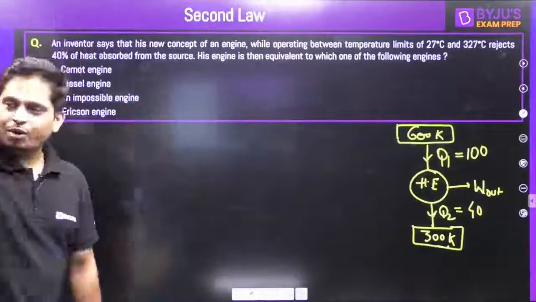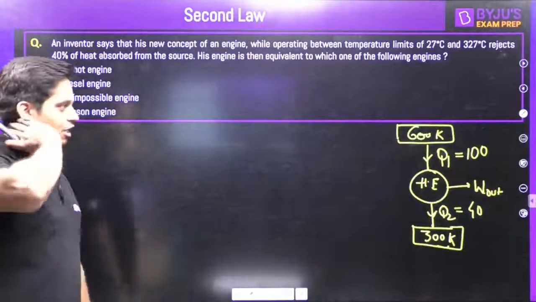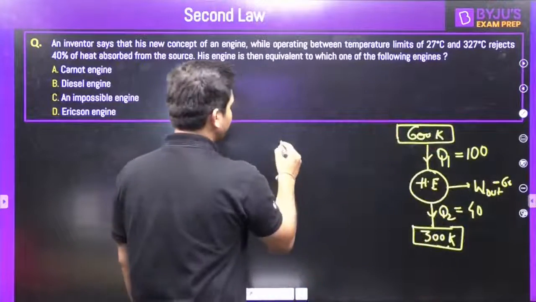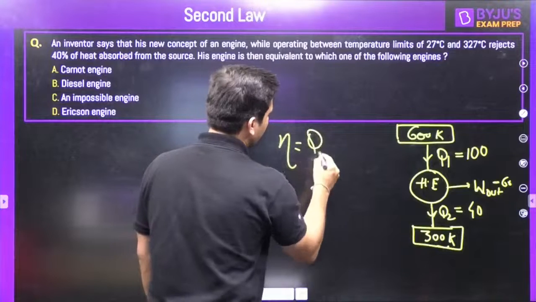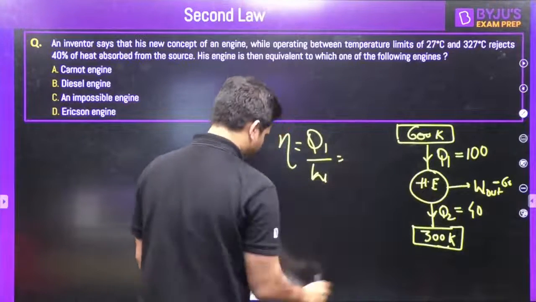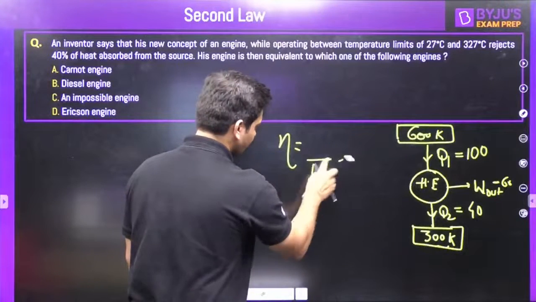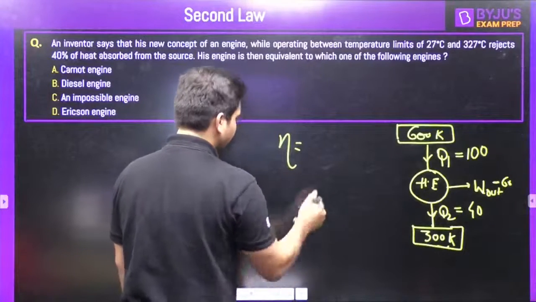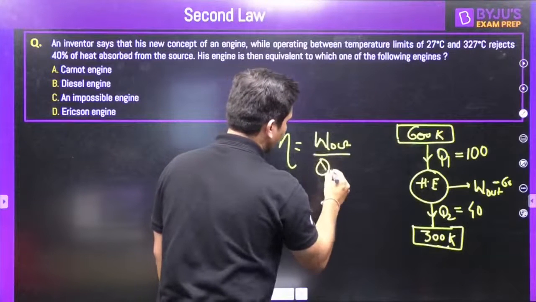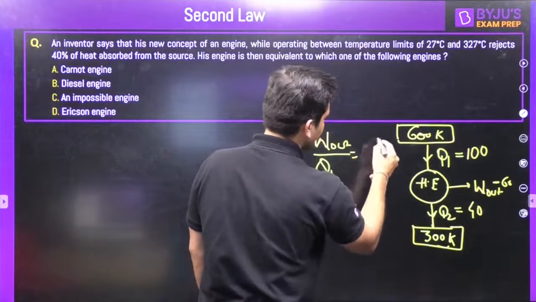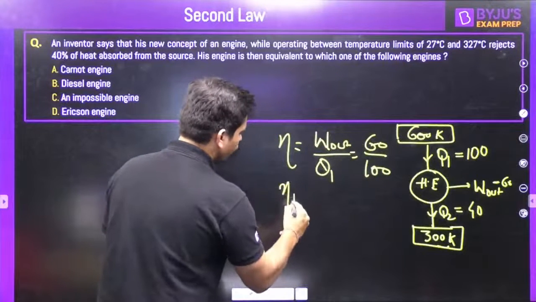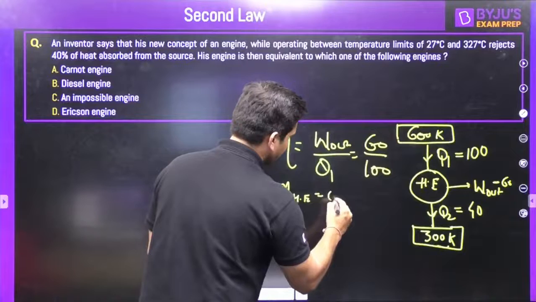Anyway, Sachin, are you able to solve this? So here work output is 60. The efficiency is desired output upon input. Work output upon input Q1, 60 upon 100. So the efficiency of this heat engine is 60%.